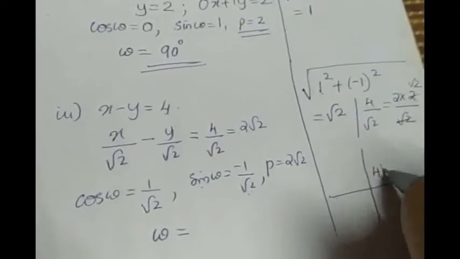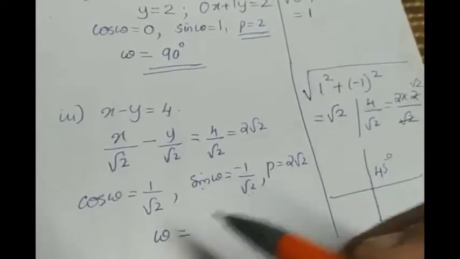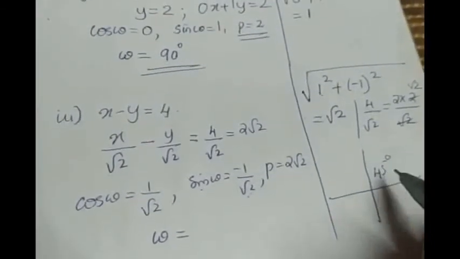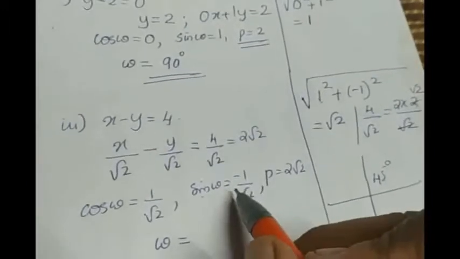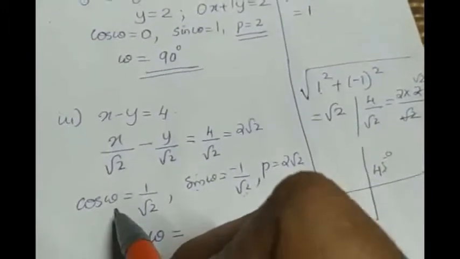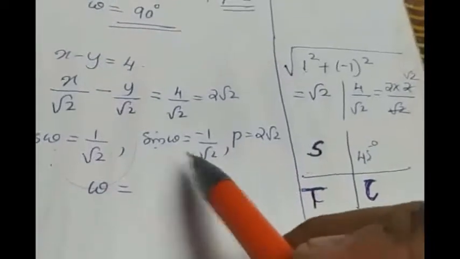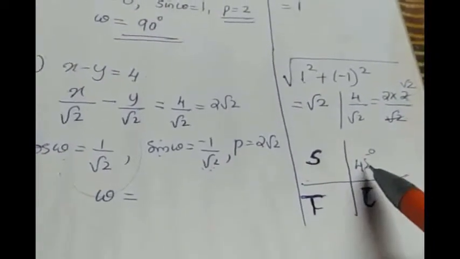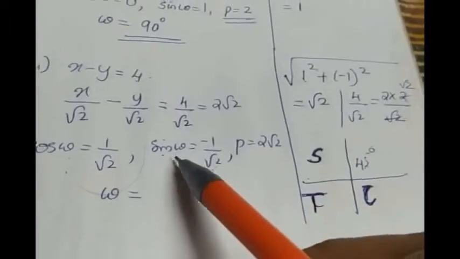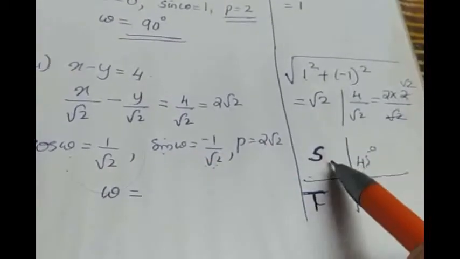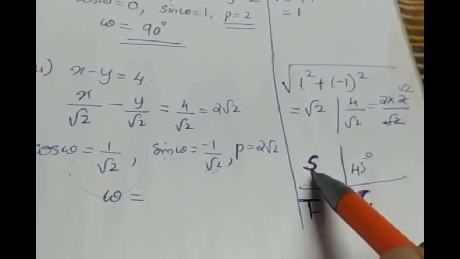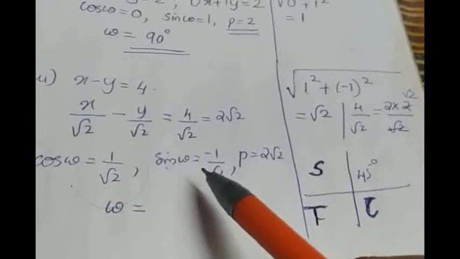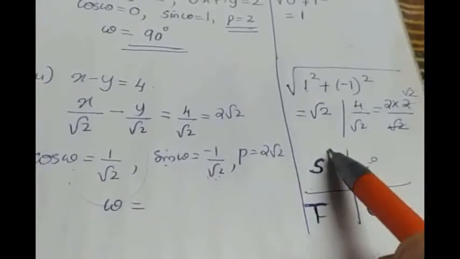So that is 45 degrees: sin 45 is 1 by root 2, cos 45 is 1 by root 2. So the angle in the first quadrant is 45 degrees. And here it is given that sin is negative and cos is positive. So we have to move the angle from the first quadrant to the quadrant in which sin is negative and cos is positive. In the second quadrant, sin is positive and cos is negative. We need sin as negative, so it is not the second quadrant.